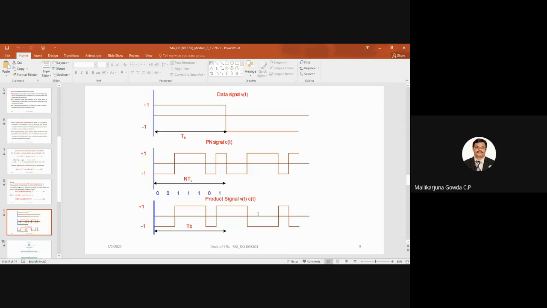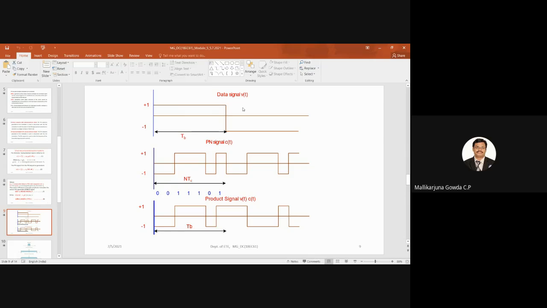Just to get an idea, let me explain this information signal. The data signal is nothing but your information signal. Here I have taken only 2 bits. One is 1 and another is 0. The first bit is 1 and the second bit is 0. Its magnitude I have written as +1 and -1. So 1 I represent with a positive pulse and 0 with a negative pulse, having a magnitude of -1. And this is my bit duration, which is denoted as TB.